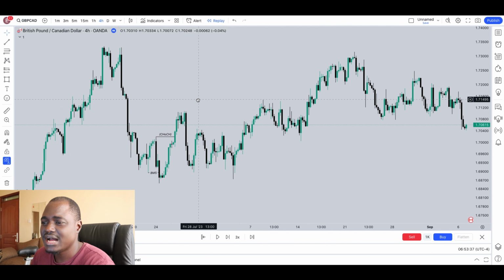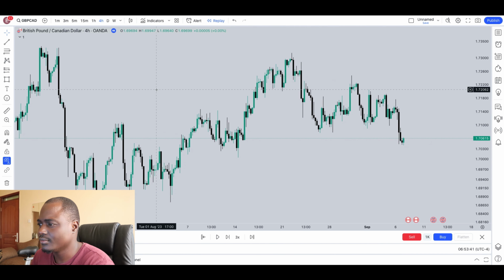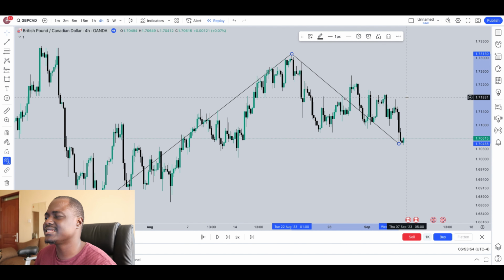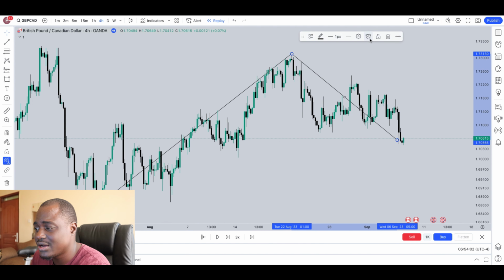Now, away from that, the idea is to first identify the overall trend of the market. And clearly from this point here to this point here, we can see that the market was trying to change its direction. And yes, it did change its direction. Clearly, we are now pushing from this upward trend to this downward trend.